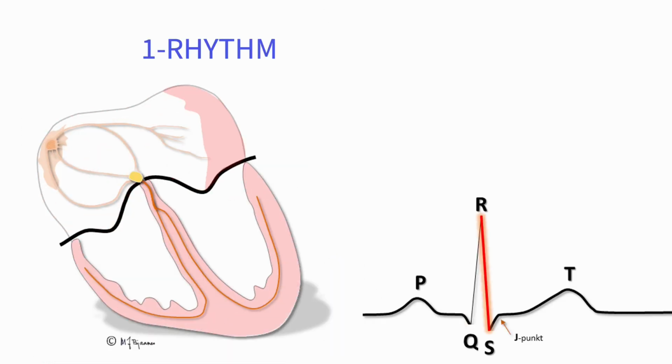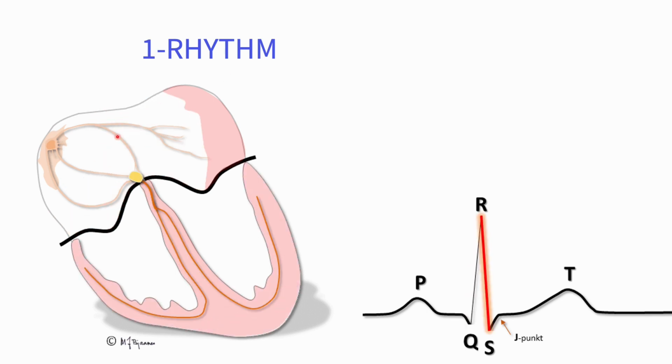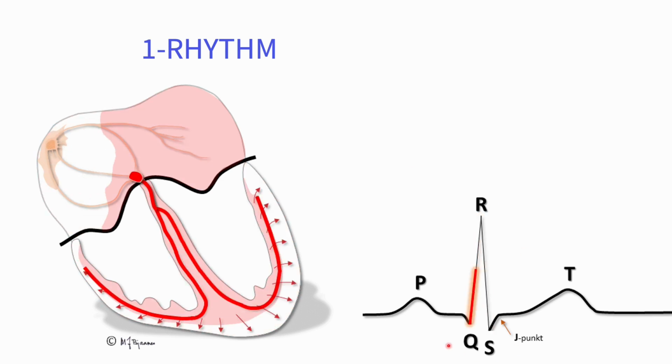So the first thing I want you guys to look at when reading an EKG is the rhythm. The rhythm tells you which node is pacing the heart, which focus is pacing the heart. Is the heart running at the pace of the SA node, or is it something else? So this is the first thing you should look at on the EKG.